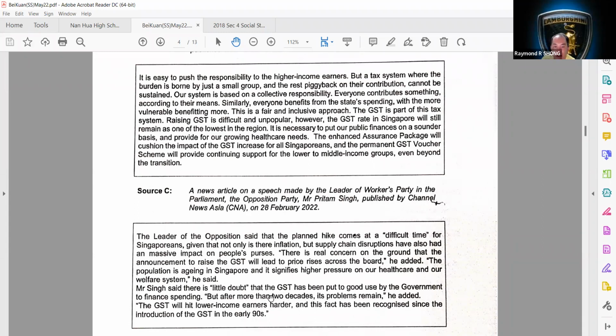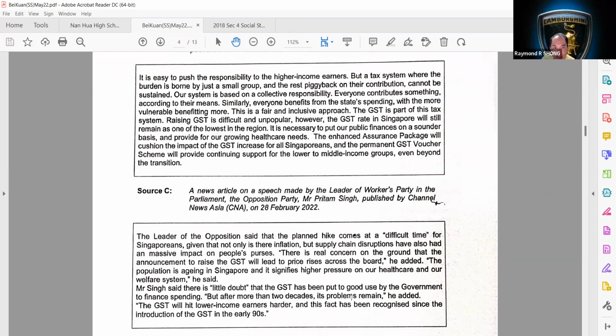You see, but after more than 2 decades, this problem remains, right? And then you say that, you look here. Then everyone, you can quote this one, everyone's benefiting from spending with more vulnerable benefiting more. This is a fair inclusive approach. You never say that 20 years.